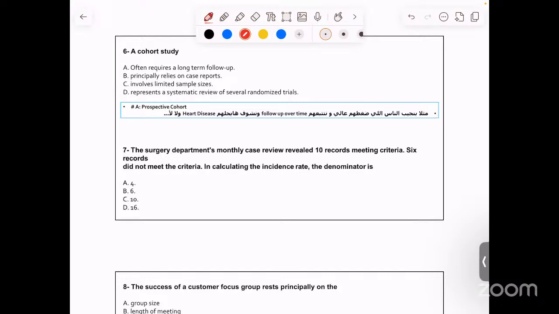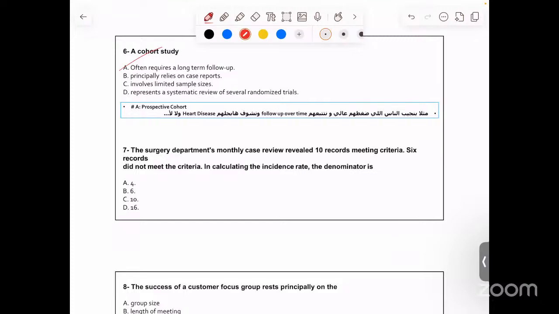So the correct answer is cohort study because it tracks subjects over time. So letter A is the correct answer. Often requires a long-term follow-up.